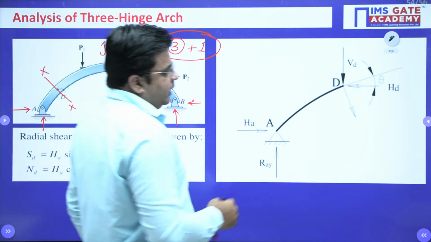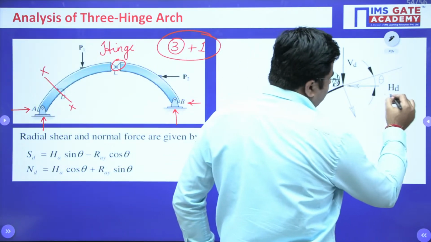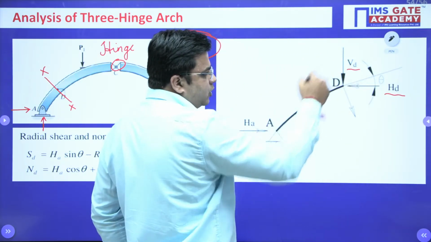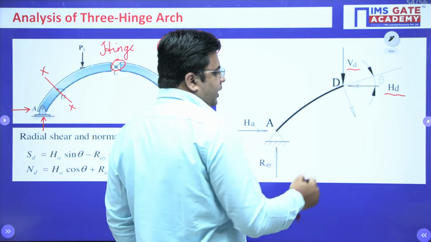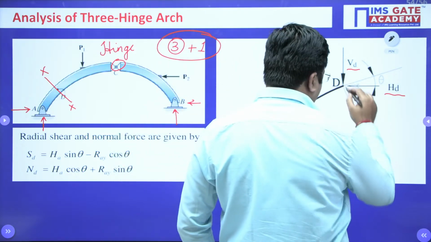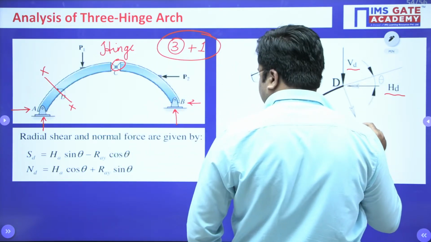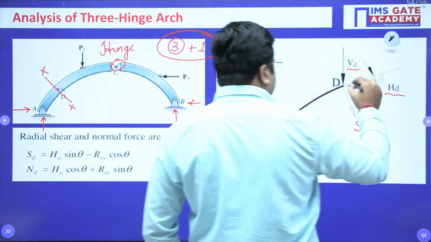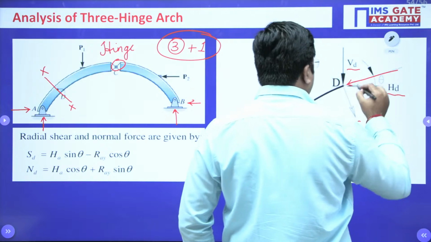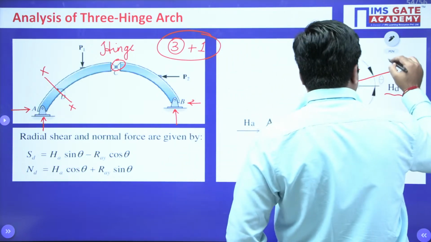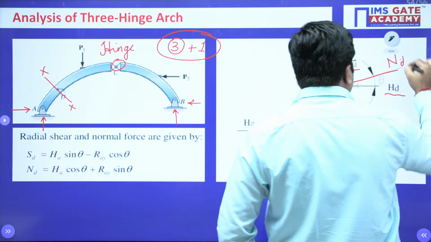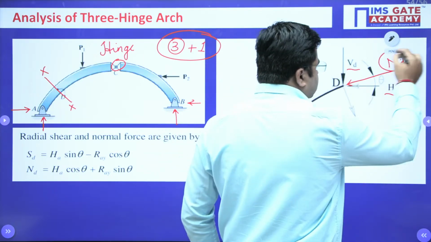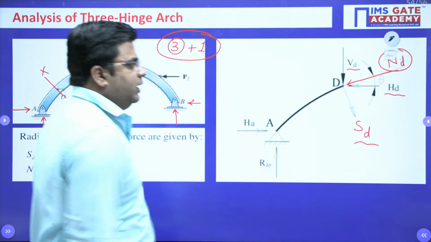So at point D, there will be one horizontal force and vertical force acting, and these horizontal and vertical forces are due to the radial shear force. This is your radial shear force denoted by SD, and this is your normal thrust, denoted by your ND. This radial shear force is towards the center and this normal thrust is in line with the arch, right?